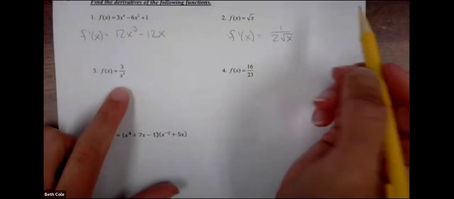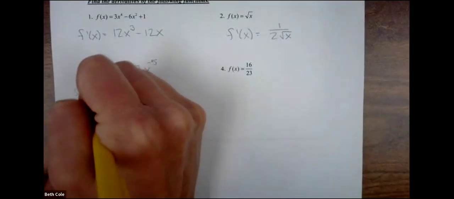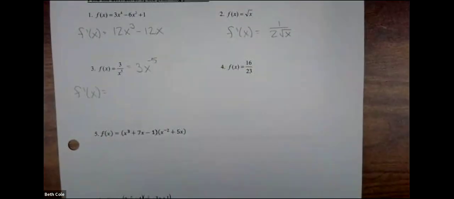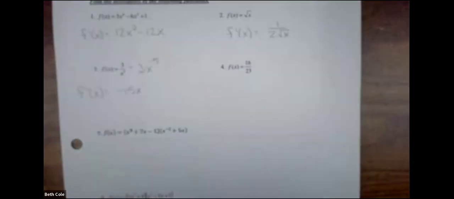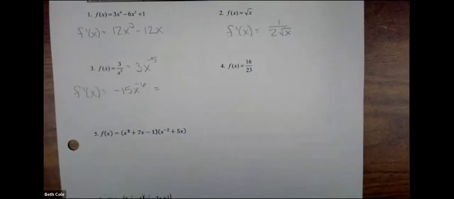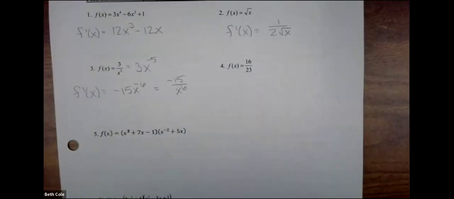Now this one, we are going to have to deal with a negative. I can rewrite this as 3x to the what? -5. Cool. Now we're going to do the derivative, and we're just going to be careful because there's a negative. It would be -15x to the what? -6. Perfect. And then you have to fix that. The negative puts it back in the denominator. So your final answer is negative 15 over x to the 6.